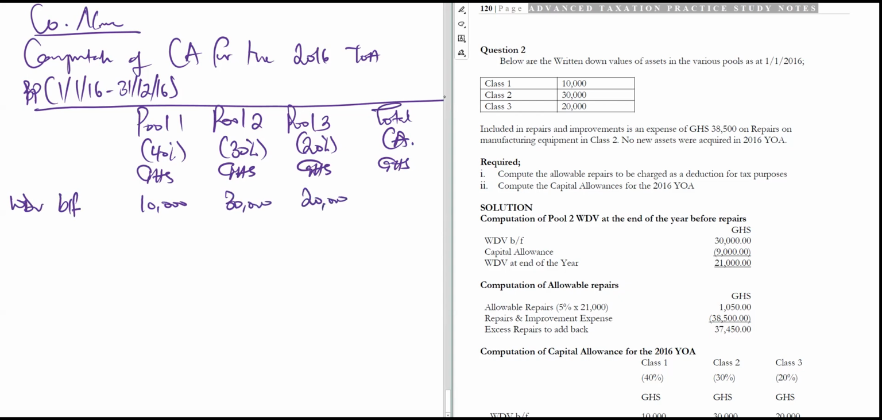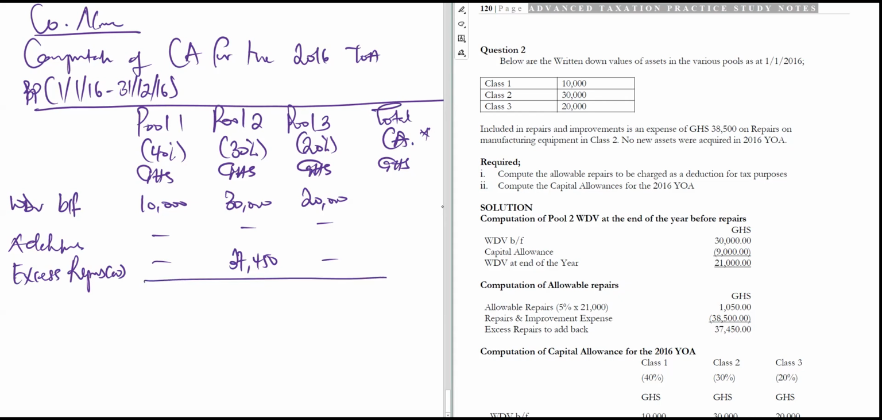Where this is only for capital allowance. I see some students who add the total and put it there. No, it's only for capital allowance. Were there any additions during the year? No, right? Any disposals? No. But we had excess repairs, right? To which pool? You put the work in, which the repairs, right? Pool 2. The excess repairs was 37,450. Not so. Okay. Out of the total repairs.